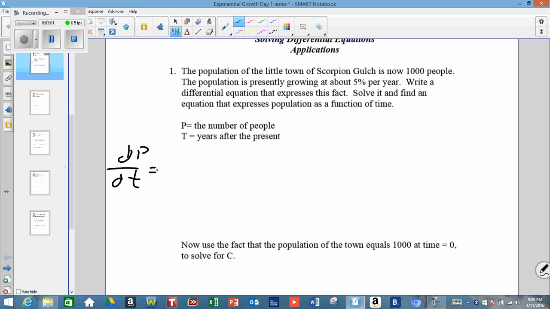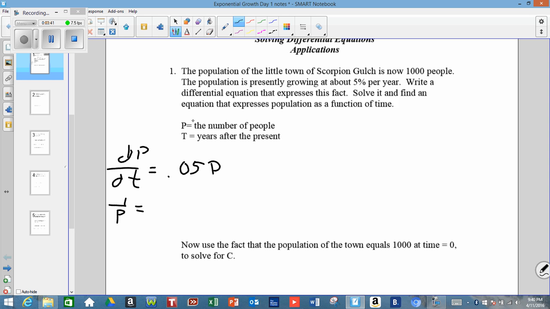dP over dt equals. Now it says the population is changing at 5% per year. So the population is changing at 0.05 times P. Okay. Now it says solve the differential equation and express the population as a function of time. So this is the separable differential equation. We are going to multiply both sides by dt, getting the dt to the right-hand side, and then divide both sides by P, getting the P to the left-hand side.